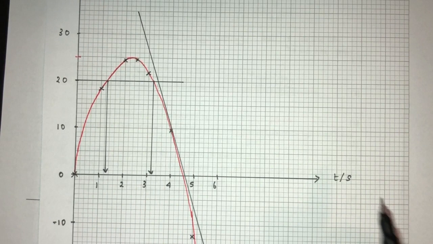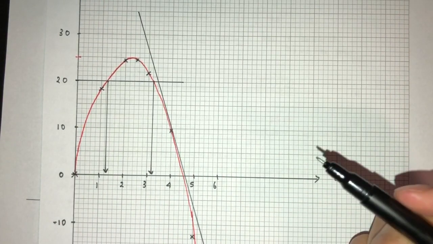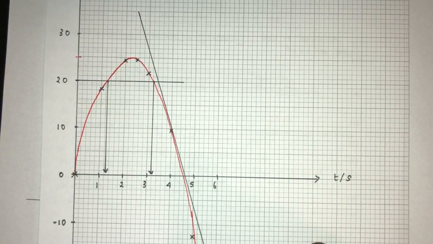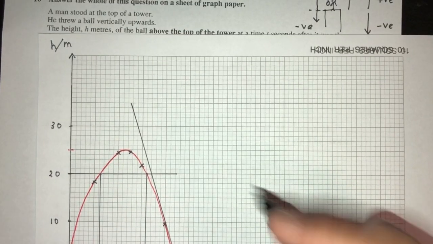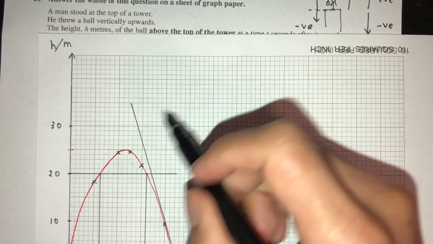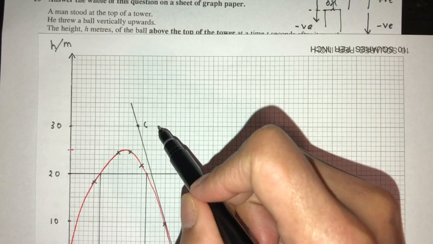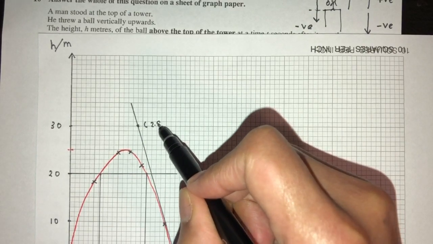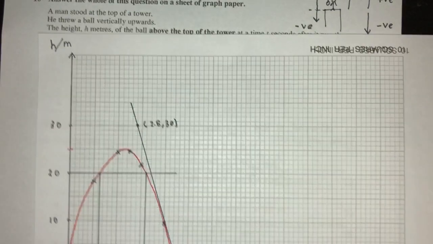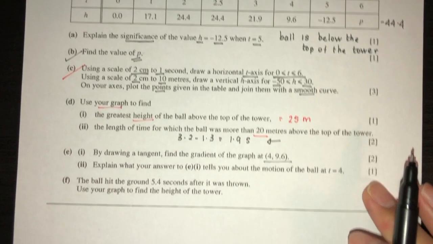Okay, so now we have to find 2 points, one on this side. Let's say we choose this one. This will be 5.2 and minus 10. And I will choose another one here, which is 2.8 and 30. So with 2 points, we can find the gradient using your formula, right?